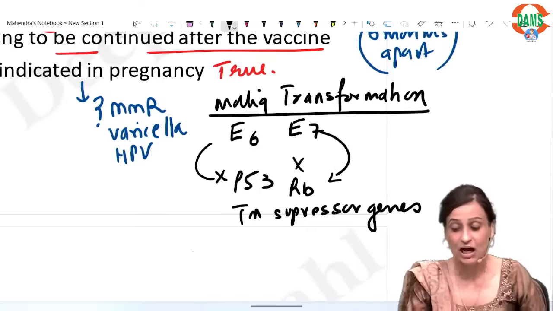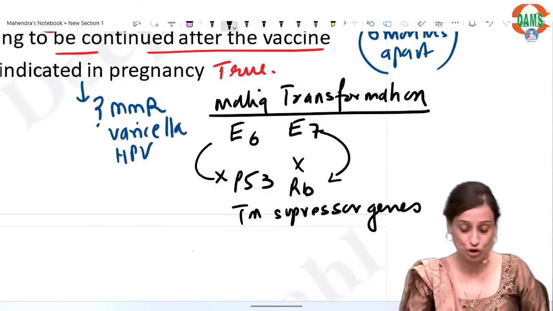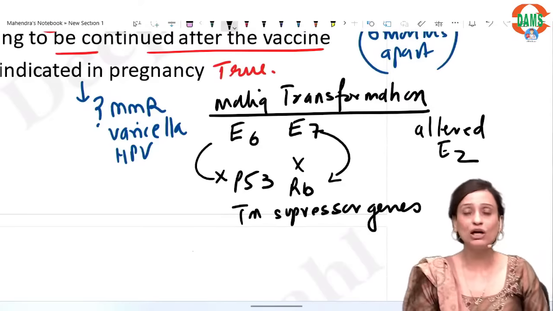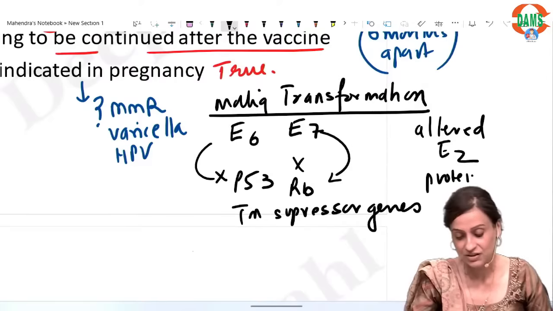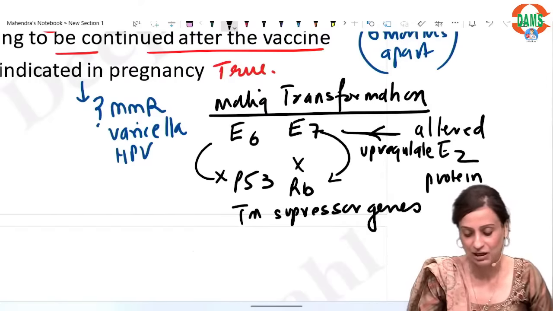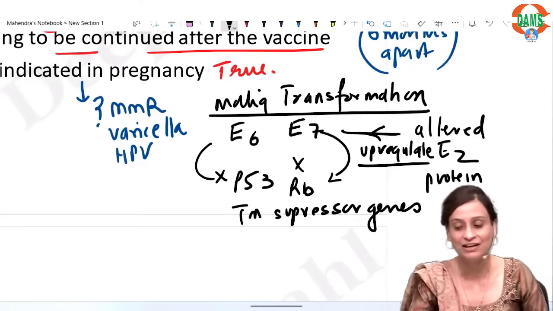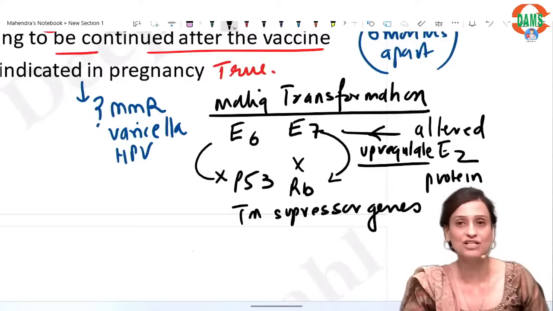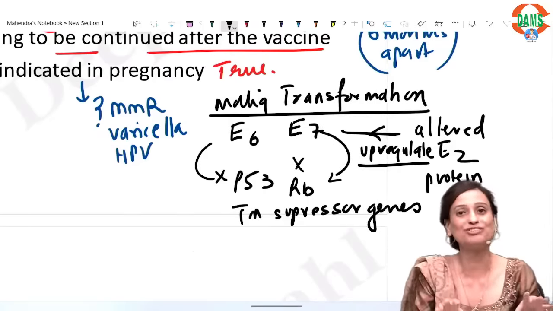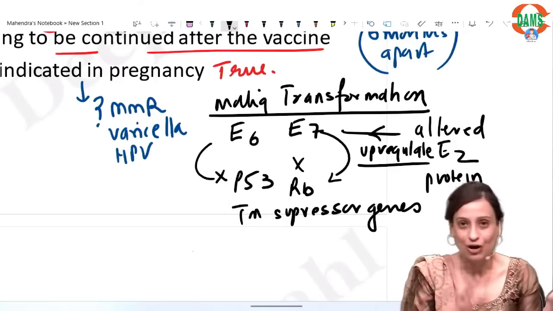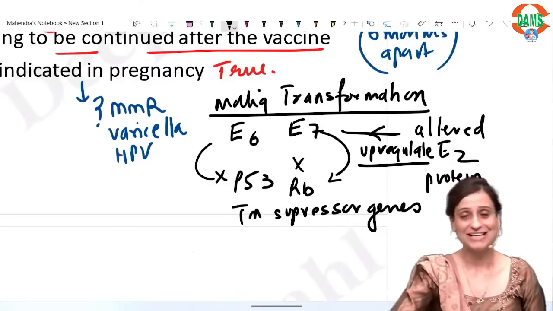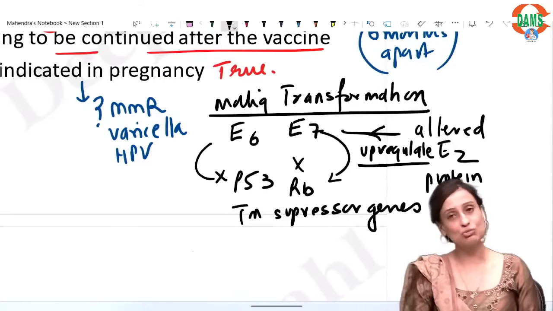Sometimes INICET asks the pathophysiology in detail. So you have to know altered E2. Altered E2 protein of the virus will upregulate E6 and E7, and then they lead to malignant transformation. So INICET does go into details of the topics that it is fond of asking. So as I said, not just remember E6, E7, remember E2, that altered E2 will upregulate E6 and E7, which will knock out the tumor suppressor genes.